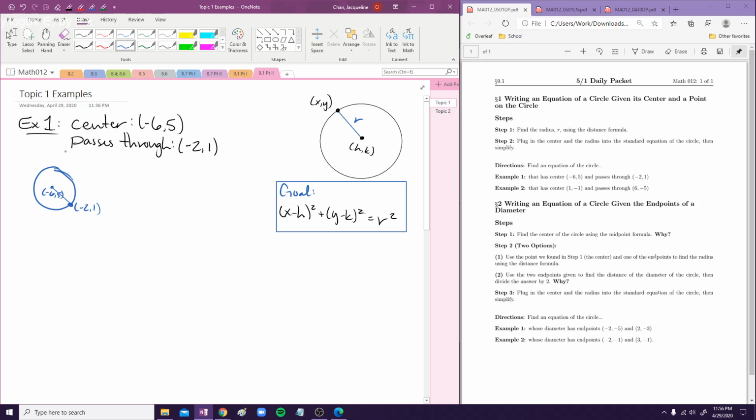So what are we going to do? We're going to use the distance formula. What is the distance formula? The distance formula is d is equal to the square root of (x2 minus x1) quantity squared plus (y2 minus y1) quantity squared. So we're just going to plug in some values. What is d in this case? d is equal to r. It doesn't matter what you pick, so let's do it this way. For (x1, y1), I'll make it the center, so negative 6, 5, and then (x2, y2) is negative 2, 1.